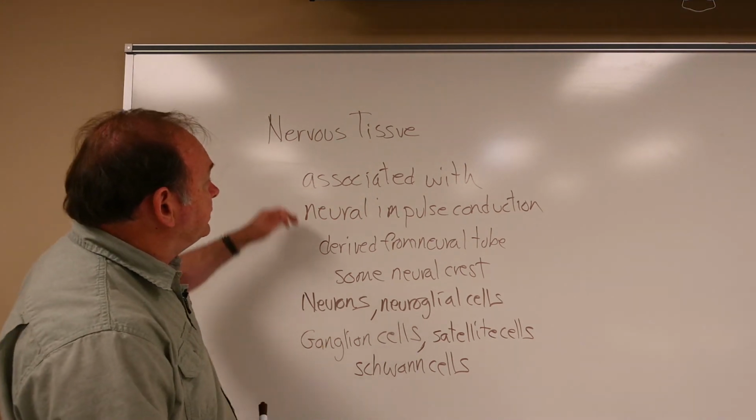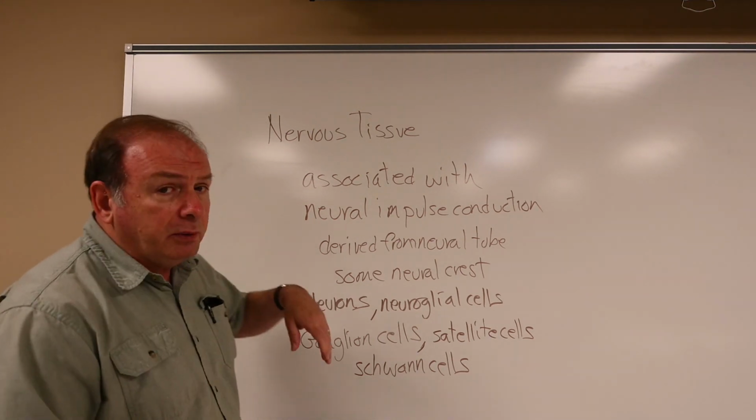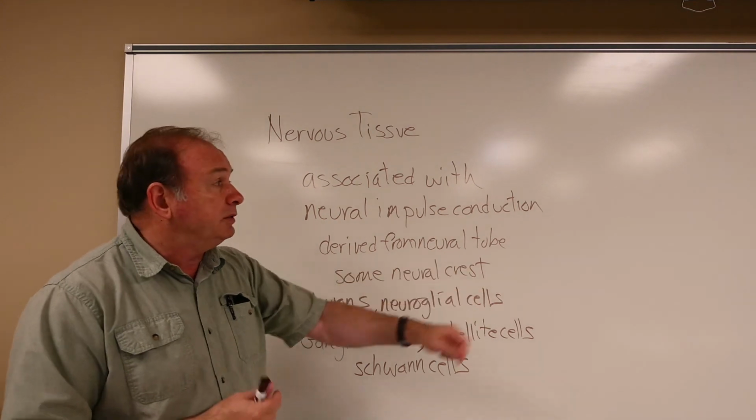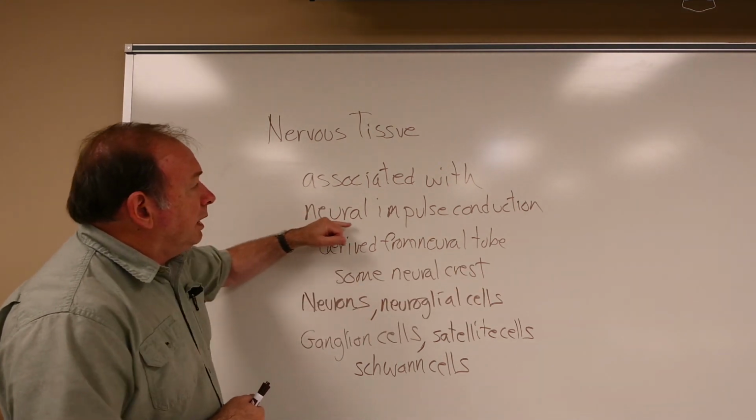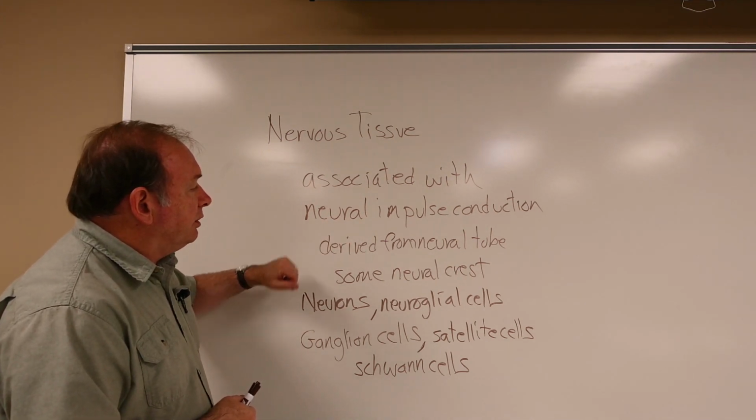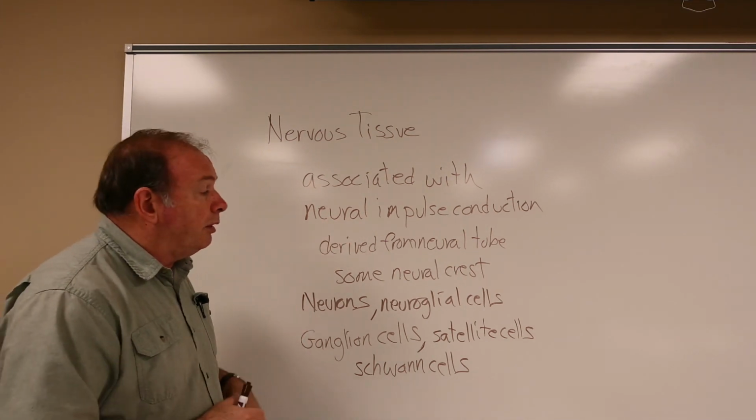So this kind of finishes out our different tissue categories. We've seen epithelium, connective tissue, muscle tissue, and nervous tissue. Nervous tissue, things associated with impulse conduction derived from either the neural tube or the neural crest.